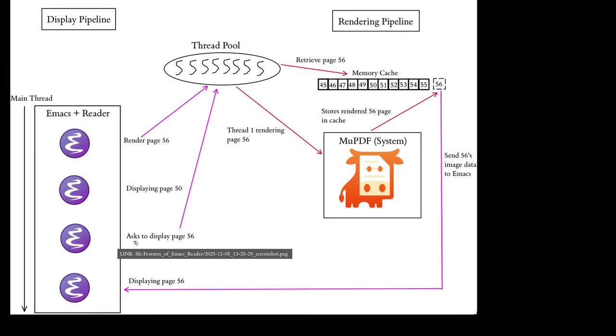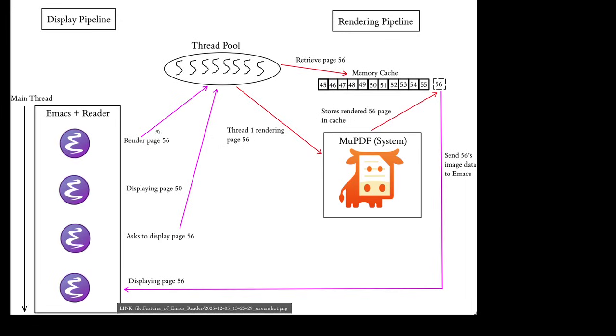And when Emacs asks to display page 56, it's going to ask the thread pool. Then the thread pool is going to assign another thread, let's say this one, to retrieve page 56 from the memory cache. And then the 56th page is going to be sent to Emacs to be displayed. Again, the retrieval part is entirely independent of Emacs. Emacs does not have to wait for it. Emacs only needs to wait to display it. So the displaying part and the rendering pipeline are entirely asynchronous, so to speak.